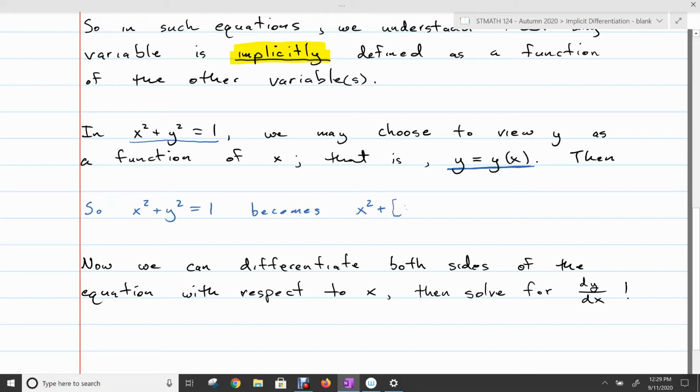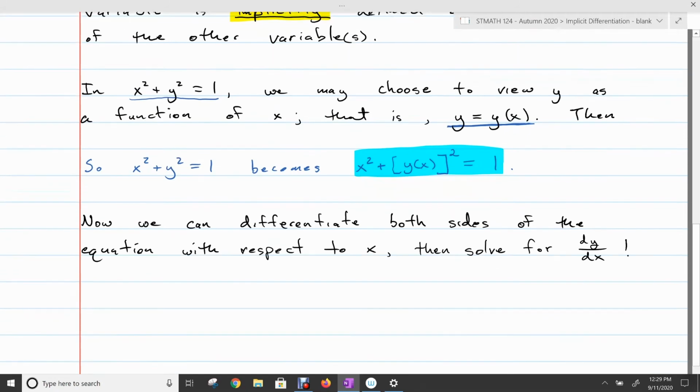It becomes x squared plus y of x, thinking of y as an entire function, y of x, squared equals 1. All right? So this is subtle, but at this point, there's some mystery function that y is. I just don't know what it is. But I can think of it that way.